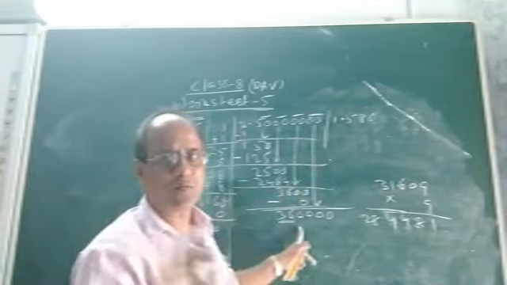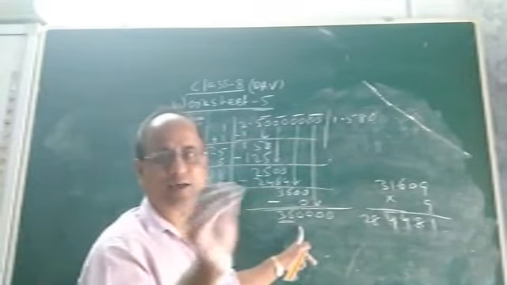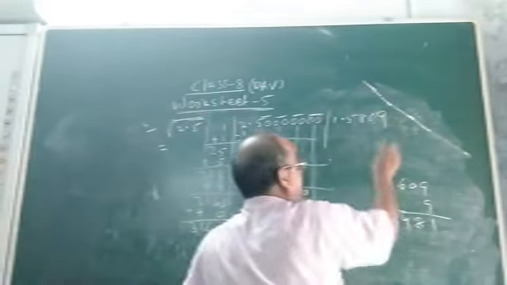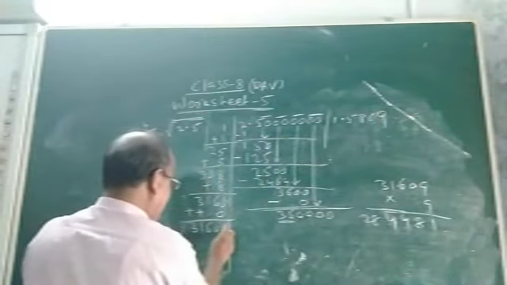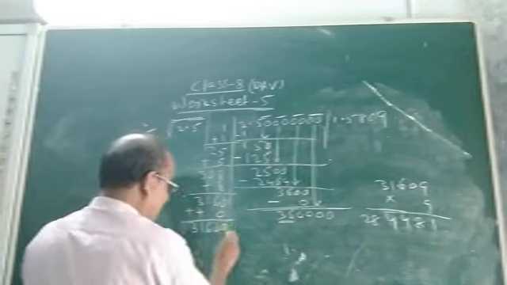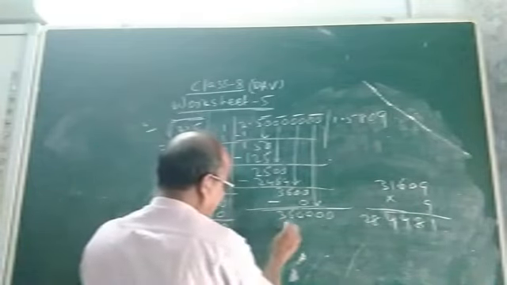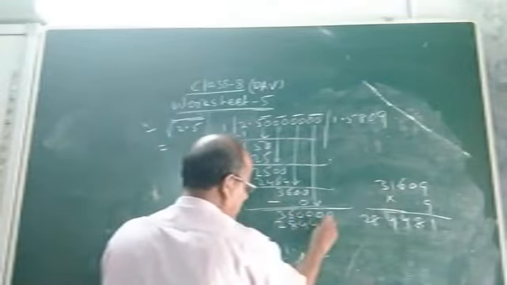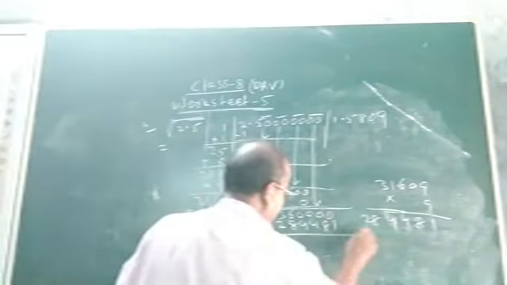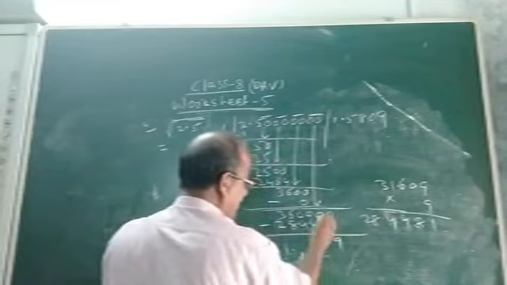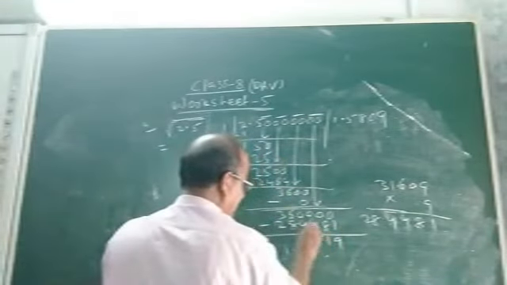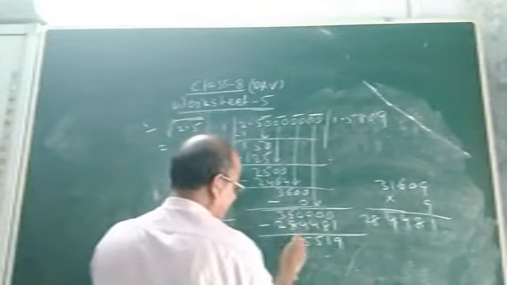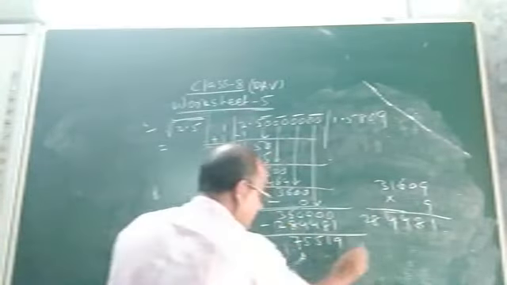Okay, so we cannot put any digit more than 9, because 10 we cannot put, because 10 is a 2-digit number. So definitely we have to put 9 here, and you put 9 here also in the divisor. What is the product? The product is 284,481. Then you subtract. 10 minus 1 is 9, 9 minus 4 is 5, 15 minus 8 is 7. Now this will be the final remainder.